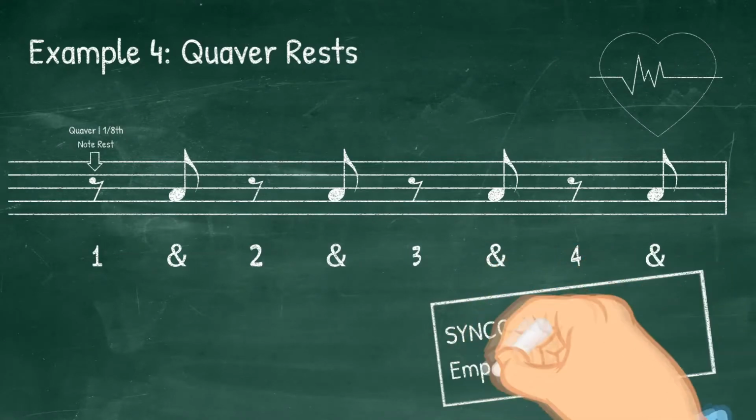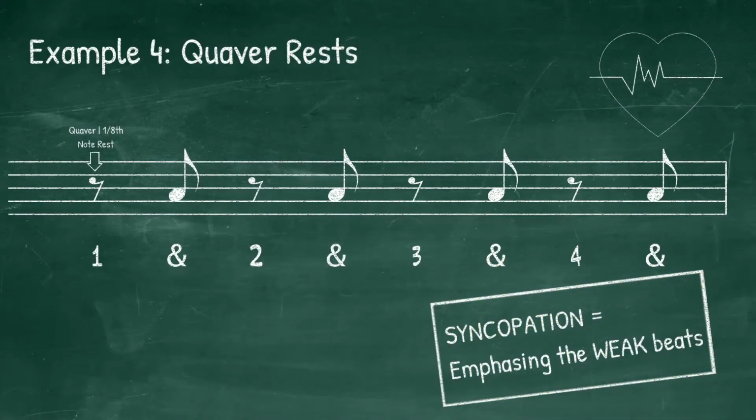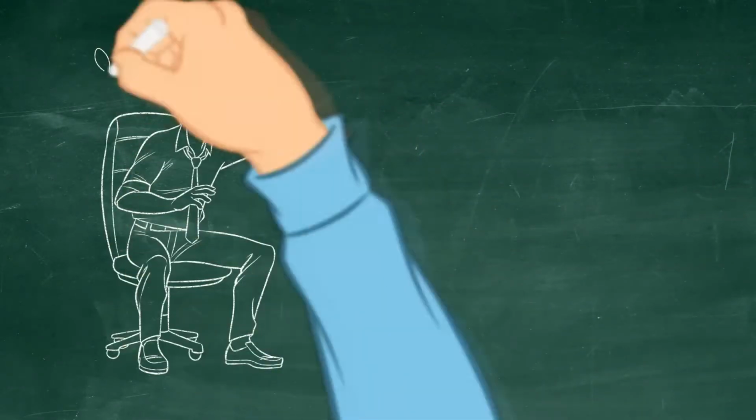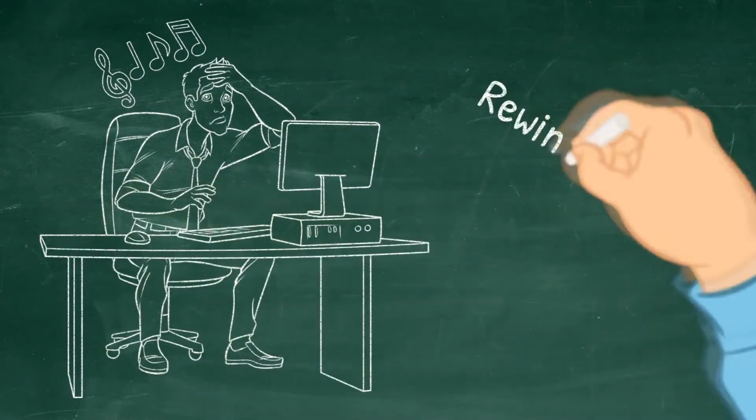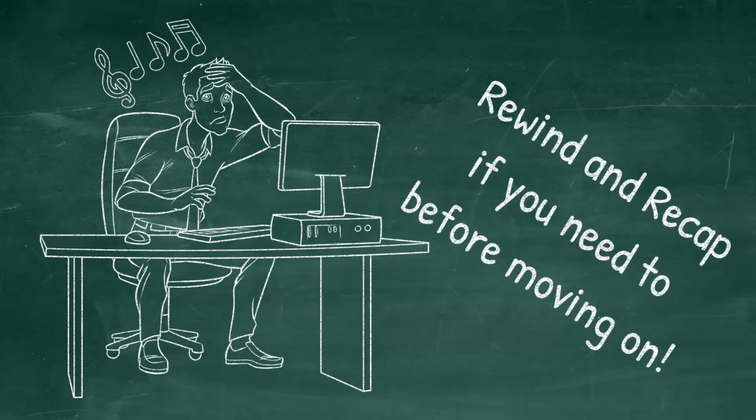Incidentally, this emphasis on the weaker beats is called syncopation, and you'll hear it a lot in music like reggae. We'll be looking at some more complicated examples of eighth note rests and eighth note rhythms in other videos, but for now, let's move on to the 16th notes.